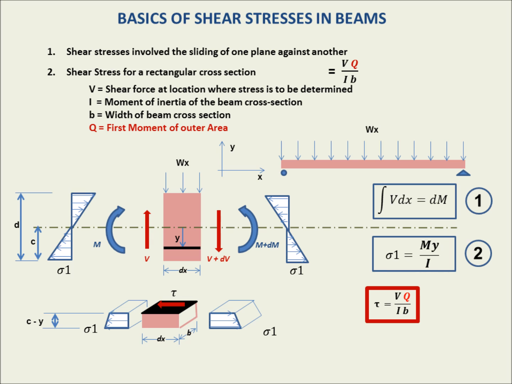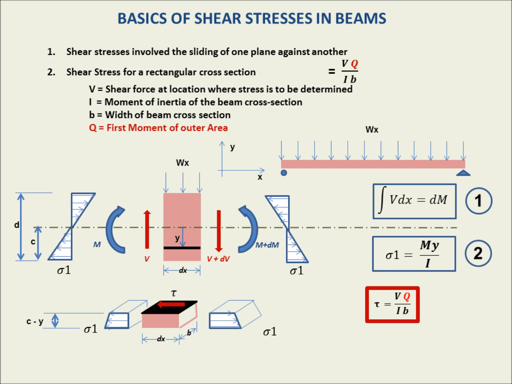We can study this equation and apply it to different cross-sections, and we will notice that there is a parabolic distribution of shear stresses, where the maximum shear stress is located at the neutral axis. This is directly opposite to the bending stress, which is linear and zero at the neutral axis. The shear stresses, on the other hand, have a parabolic distribution and are zero at the outer edges and maximum at the neutral axis.